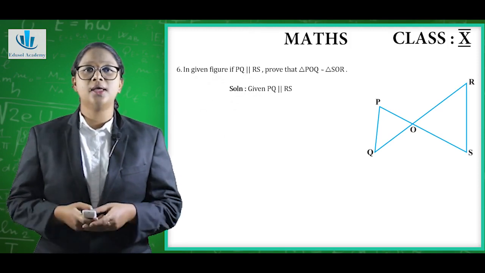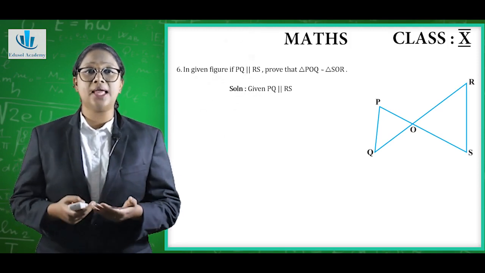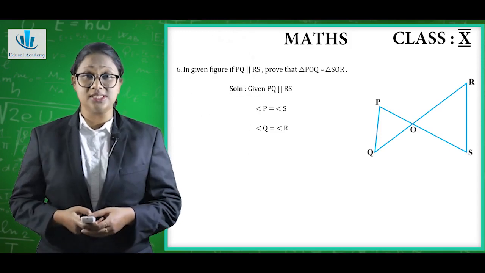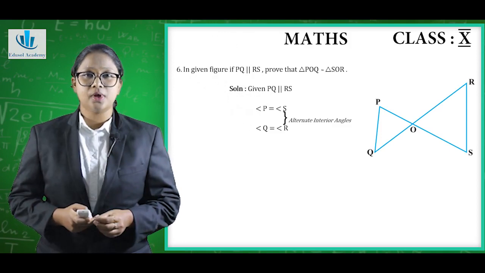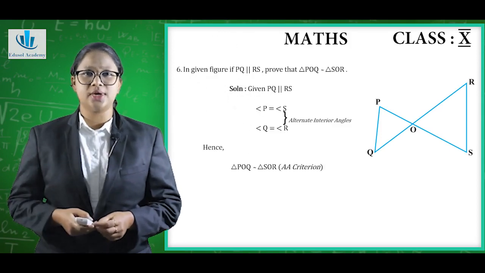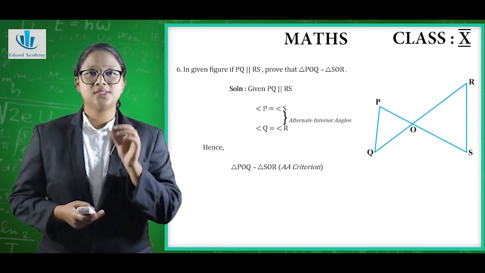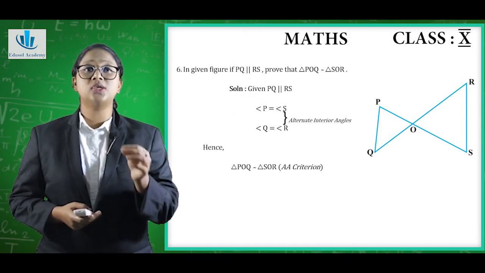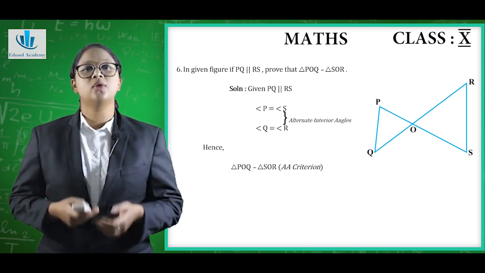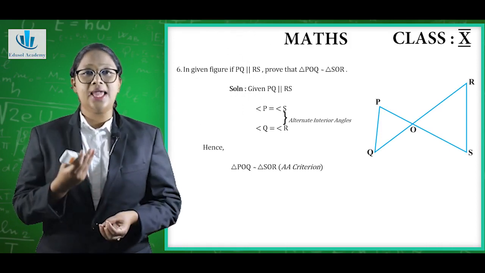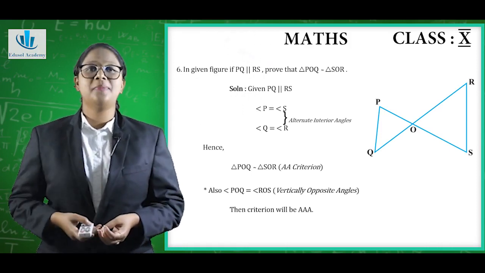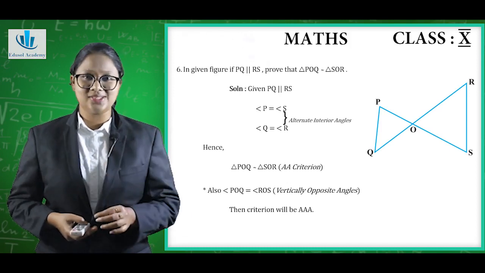So we can apply the angles formed by parallel lines and transversal concepts. So let's take angle P and angle S. Those are alternate interior angles, right? So they will be equal, and so will be the next pair, that is angle Q and angle R. They will also be equal, and hence we got two sets of equal angles. So by AA criterion, triangle POQ is similar to triangle SOR.